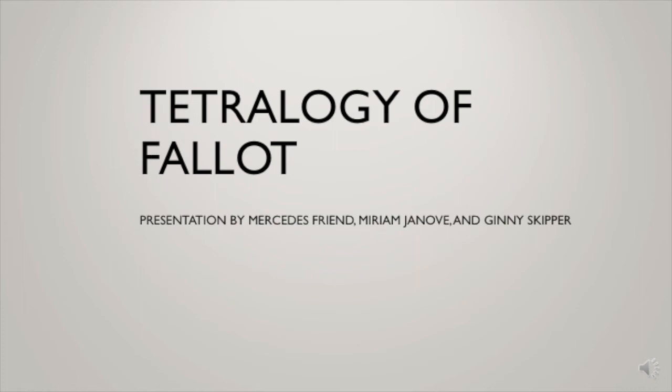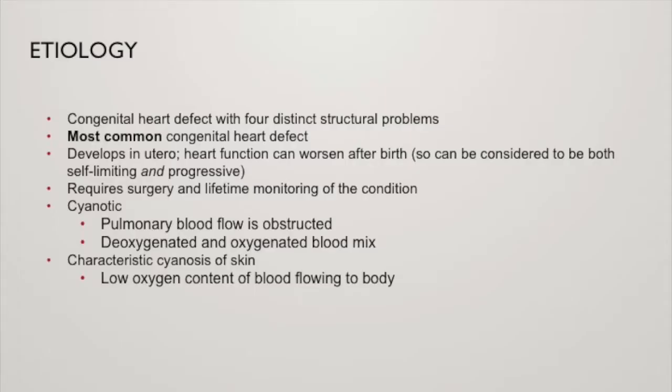Tetralogy of Fallot. Tetralogy of Fallot is a congenital heart defect. Though rare, it is the most common congenital heart defect and occurs in about 5 out of every 10,000 babies. Tetralogy of Fallot occurs in utero, but heart function can worsen after birth. The condition requires surgery and lifetime monitoring.